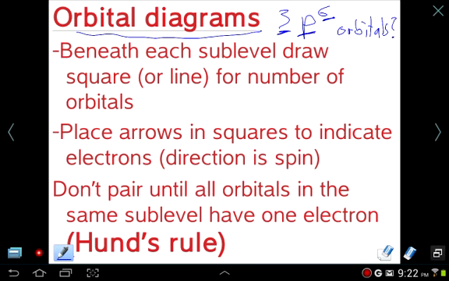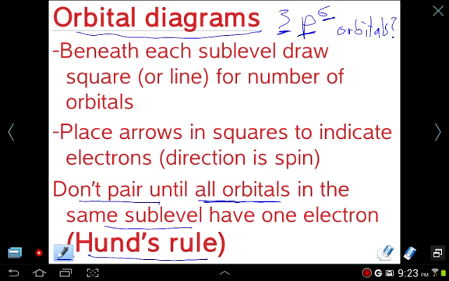The simple way of doing this is beneath each subshell or sublevel, we'll draw lines, squares or lines, usually I'll do it in lines, and then we'll place arrows as a visual way of representing electrons. And we'll actually also indicate the spin. So this is a much more detailed representation of the electron filling. And here Hund's rule is actually very important. And it says that do not pair up until all the orbitals in the same sublevel have 1 electron.